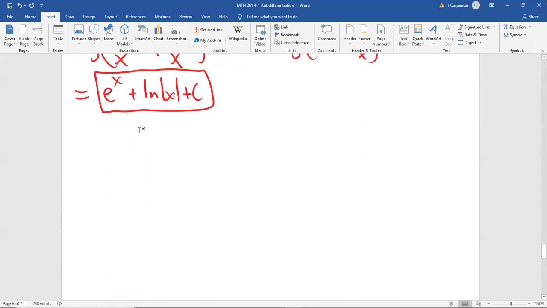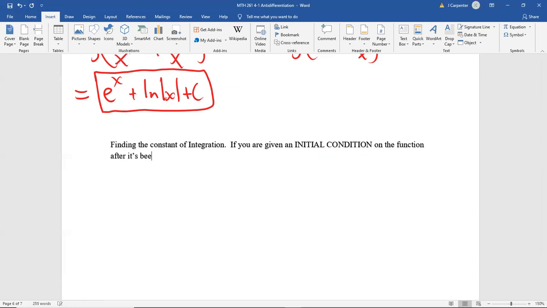It's fine. Finding the constant of integration. How do we find the c? You're given an initial condition on the function after it has been integrated, find c.